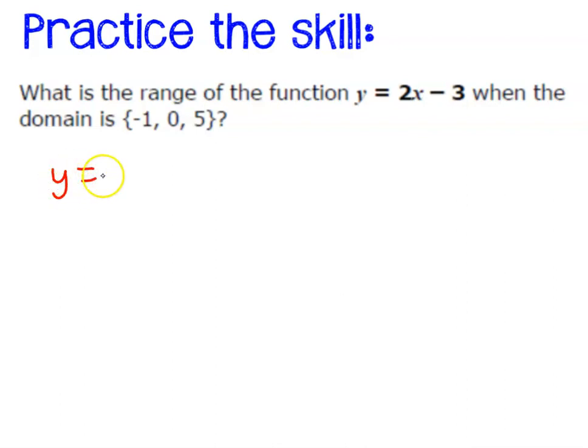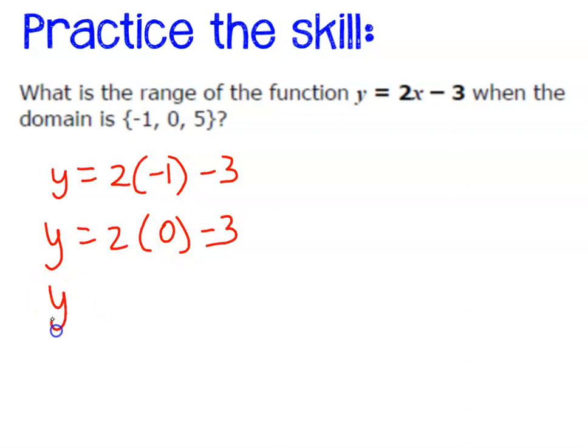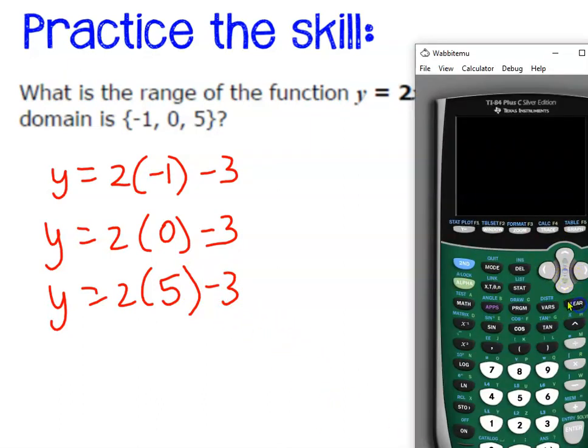So what is the output if the input is -1? What is the output if the input is 0? And what is the output if the input is 5? So you could calculate those yourself, or you could use a graphing calculator.